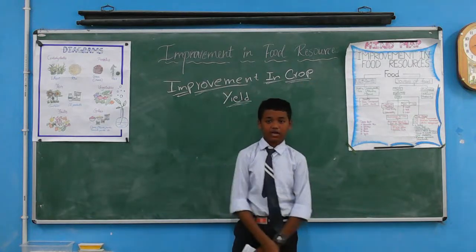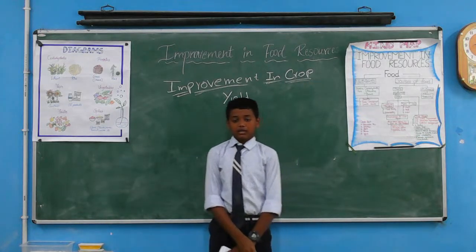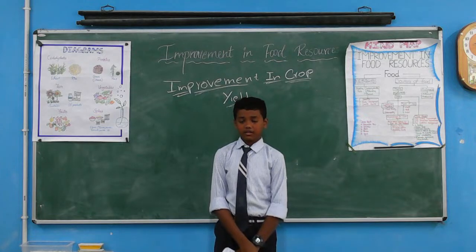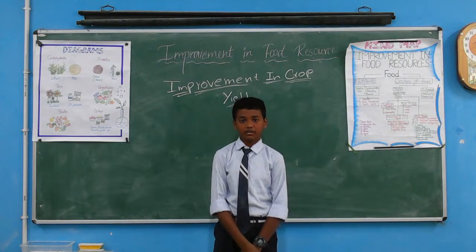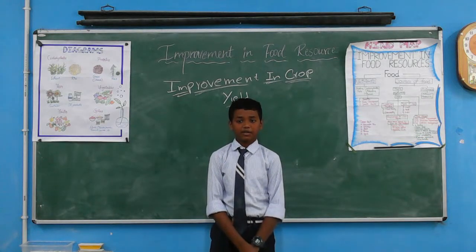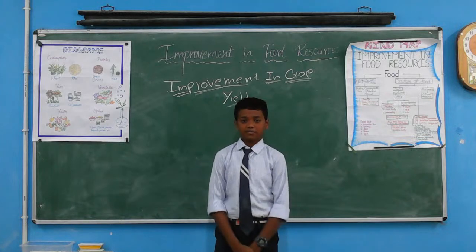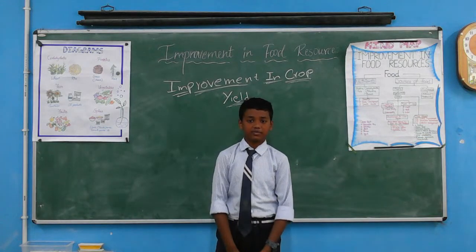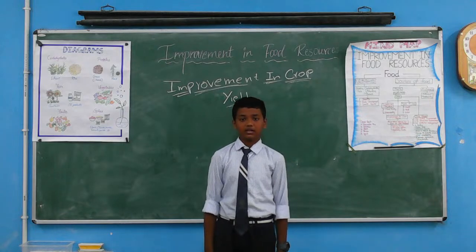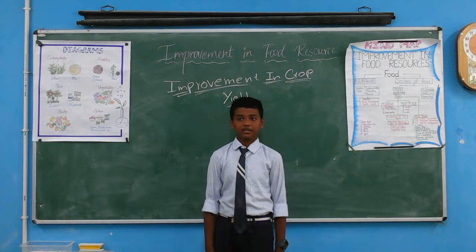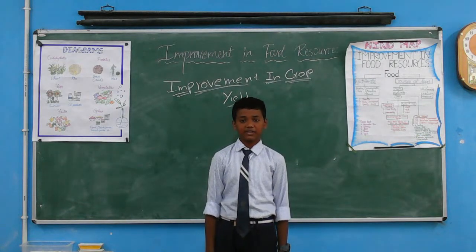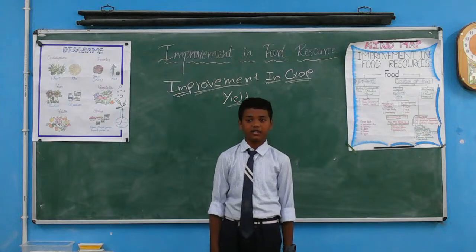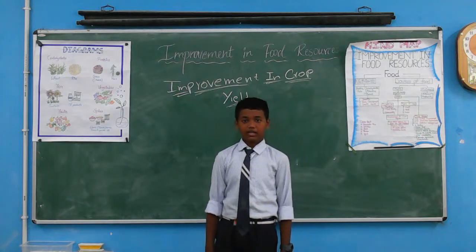But first, we know about the types of crops. In our day-to-day life, we eat so many types of food which are obtained from various crops. These crops are cultivated by humans for their own benefit as well as for food for the livestock also.